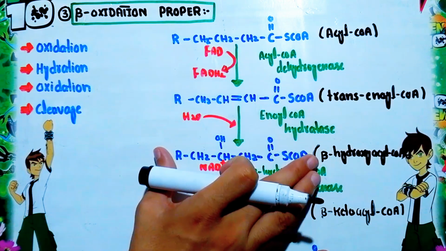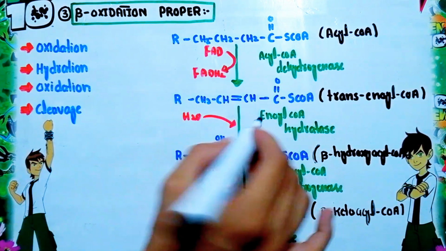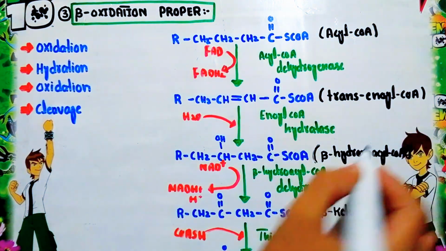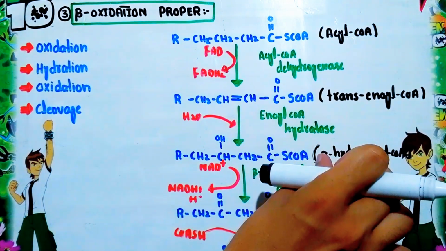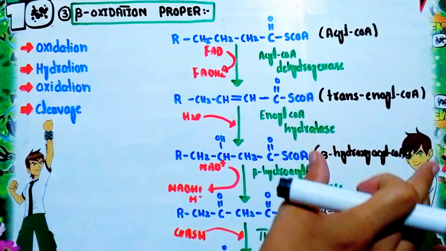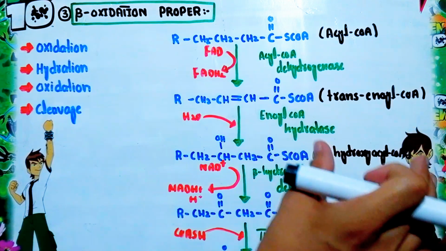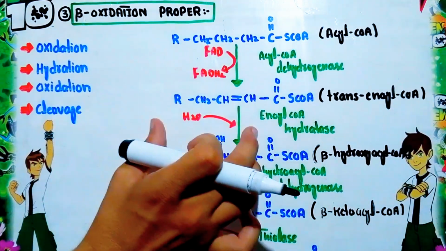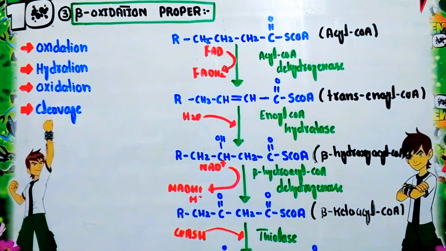Now this compound is called beta hydroxyacyl coenzyme A. A hydroxyl group is present on the beta carbon, so that's why it is called beta hydroxyacyl coenzyme A. So this is the second step in the beta oxidation. Now what happened in the third step?